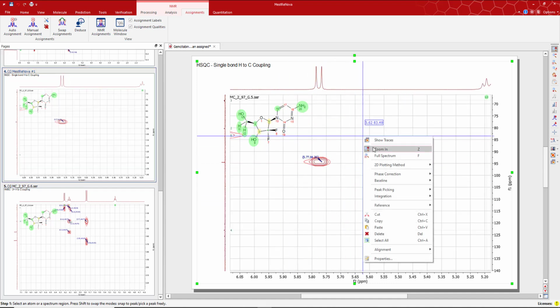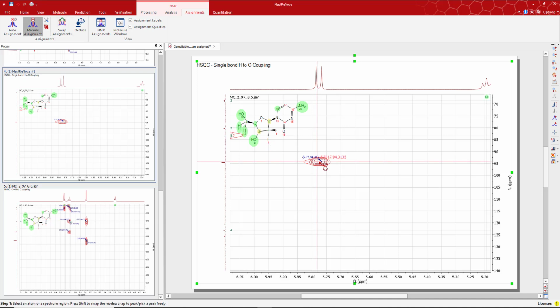So I can scroll down here and do a manual assignment again, click in the center of that peak and assign that as number 17. And there it is. We've assigned every proton in the spectrum, and we just now need to pin down these last couple of carbons. So how do I go about doing that when I don't have any protons on those carbons to be able to find and then use the HSQC to pin down carbons 16 and 14?